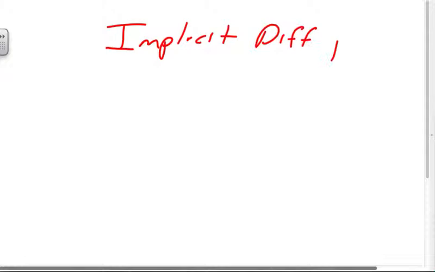Okay, so we're on implicit differentiation, part 1. And here we're going to be dealing with, now you have to remember when we do this, that we're dealing with y as a function of x, all right? So when I take the derivative of y, it's going to be a chain rule kind of thing.